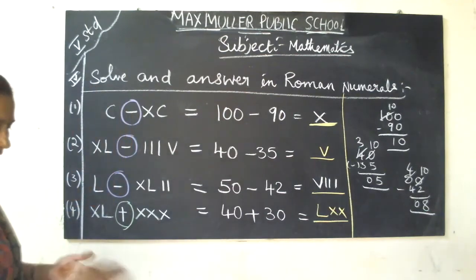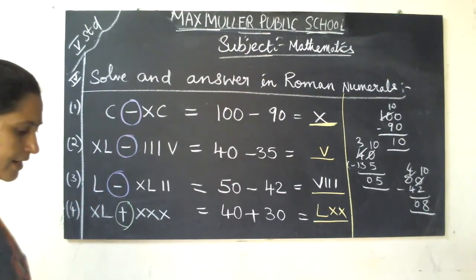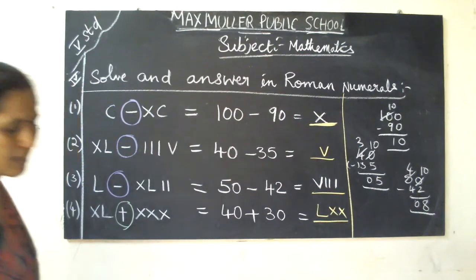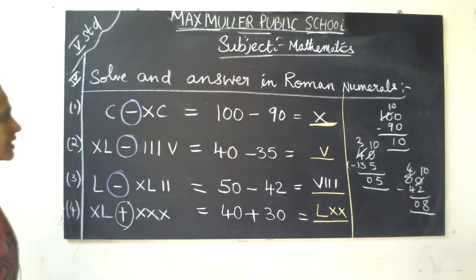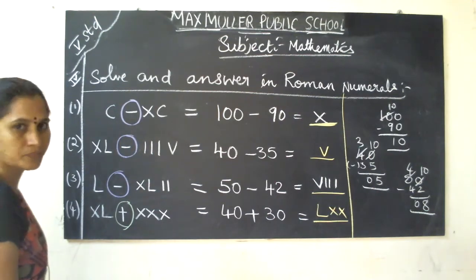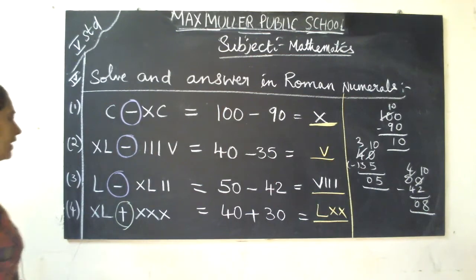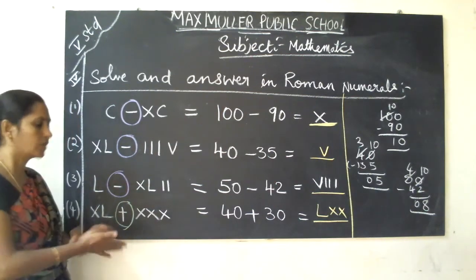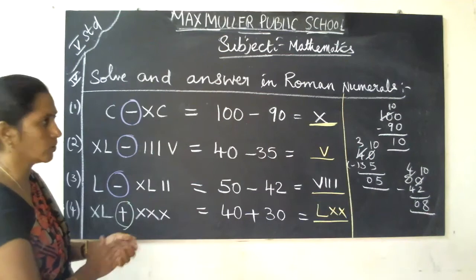Okay. After this we'll go for the next main: make the smallest and greatest 7-digit and 8-digit number. We'll go for that. Got it, everybody? You can pause it and you can write it also.